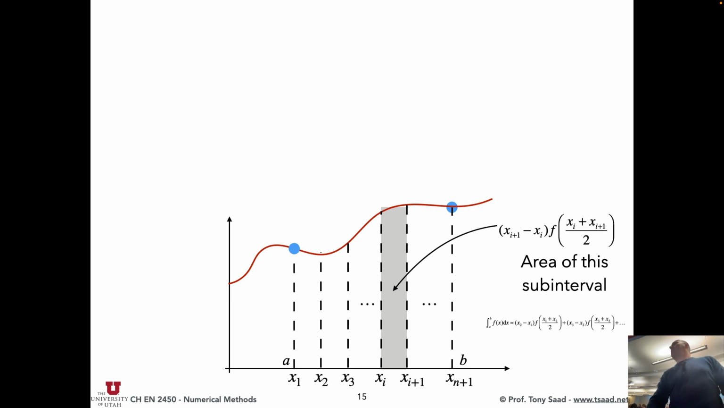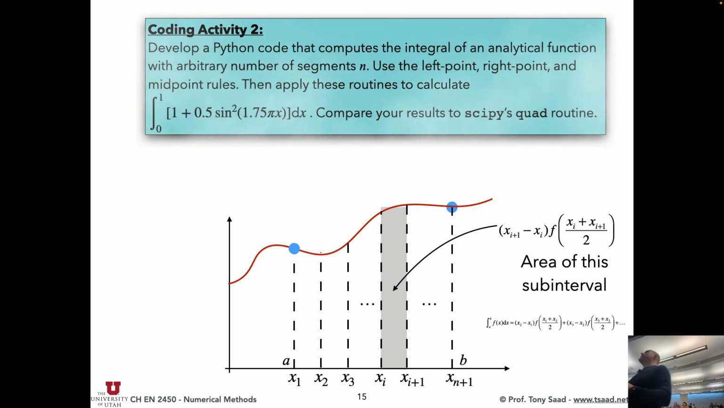So that's kind of how it works. I'm showing here, you take the interval, you split it into however many subintervals or segments you want, and then you apply the midpoint, left point, or right point rule to each one of those subintervals. You get the area and you add them up together. All right? So that's going to be our next coding activity.